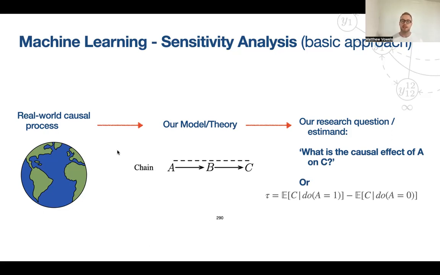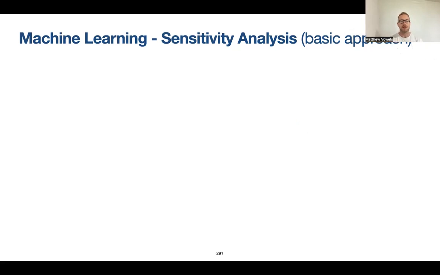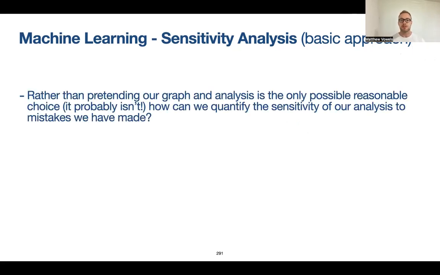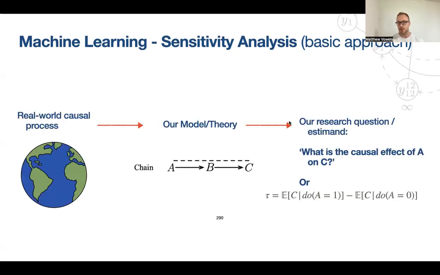And the idea is that we give an estimate for how much our estimates are sensitive to mistakes that we made in this step here when we created our theory. So rather than pretending our graph and analysis is the only possible reasonable choice, it probably isn't, how can we quantify the sensitivity of our results, of our estimates, to mistakes that we've made earlier on in the pipeline? And I'm going to assume for now that we're good at this, going from the theory to the estimate and the identification, that we do that in a reasonable way.